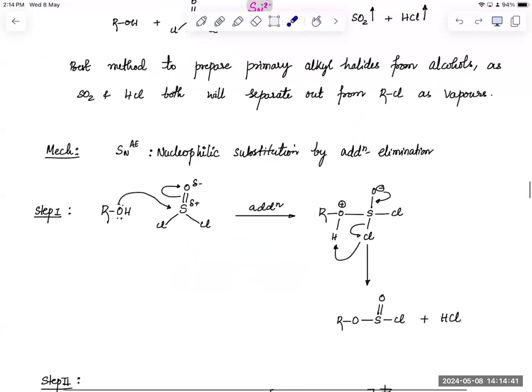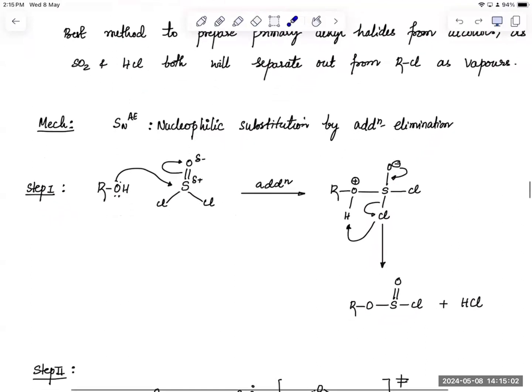Now here the mechanism happens as an AE type. AE means first addition, then elimination. Earlier PCl5 was also like substitution first, directly removing chlorine, right? But here, rather than removing chlorine, it is like first an addition, then an elimination will happen. See, oxygen will attack on sulfur, the pi bond will get delocalized towards oxygen. That means it has undergone addition, right? A nucleophilic addition has happened.